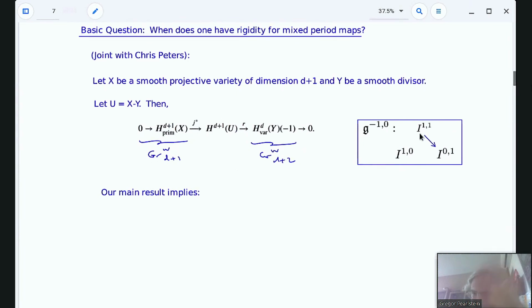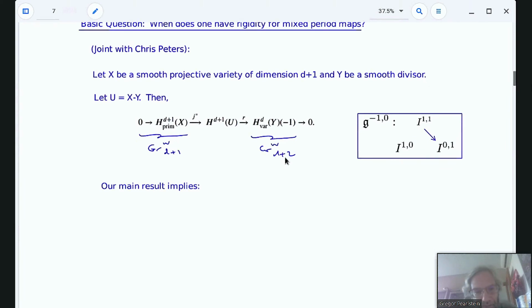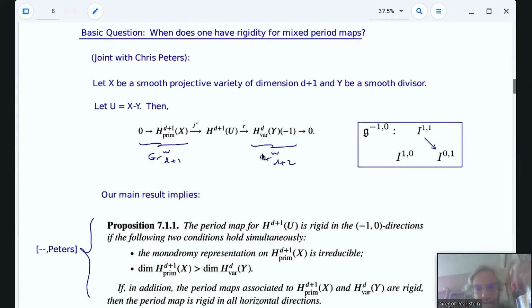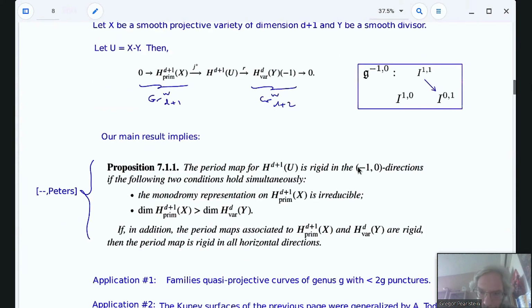So basically, this picture here is just for a curve which would have h10 or 1, and then these classes of type 1,1 you can think of as being like the dz over z's. Okay, so our Cattani result: H^(d+1) of U is rigid in the minus 1, 0 directions if the following two conditions hold simultaneously. First, the monodromy representation of the pure part in weight d plus 1 has to be irreducible. And the next thing that we need is that the dimension of this pure part is strictly bigger than the dimension of the cohomology of degree d of Y.